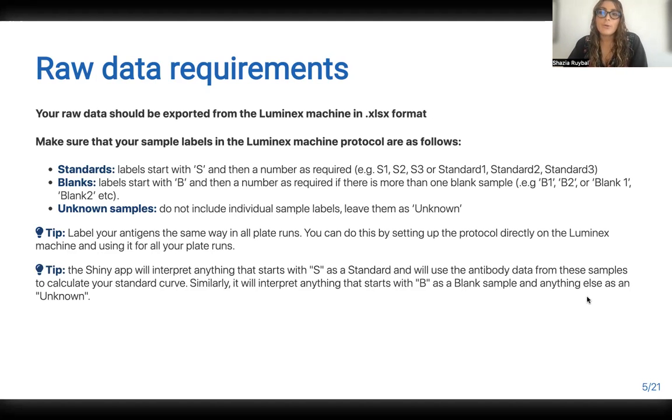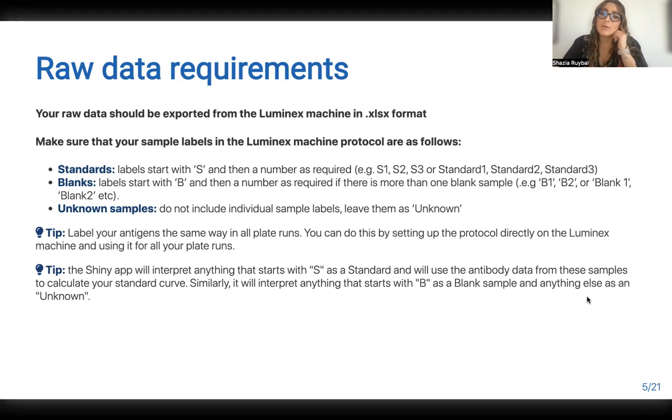And just so that you understand essentially what the Shiny app expects, it will interpret anything that starts with an S as a standard. So it will use the antibody data and the MFI readings from these samples to calculate your standard curve. If for any reason you labeled your blank starting with an S, maybe it's a typo, it will actually include the antibody data for that blank sample, and we don't want that to happen because then our standard curves will not be accurate.